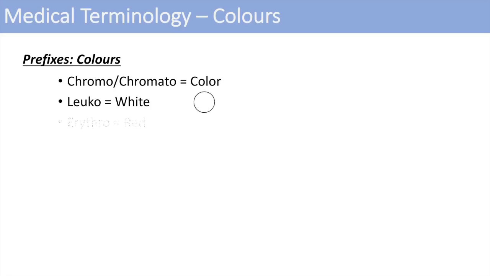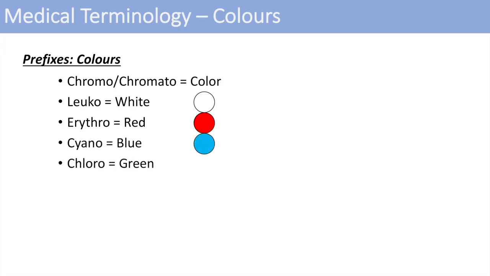The next group of prefixes I want to talk to you guys about is colors. The prefix for color is actually chromo or chromato. Leuco means white. The next one is erythro, which means red. Cyano is blue. Chloro, green.